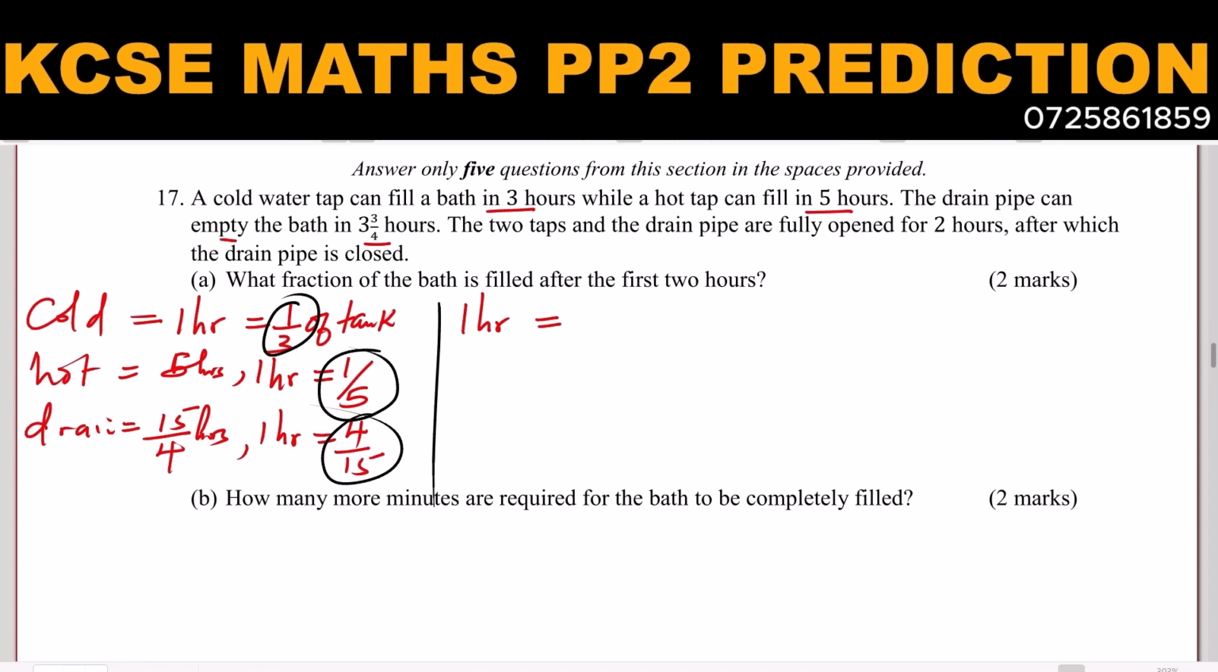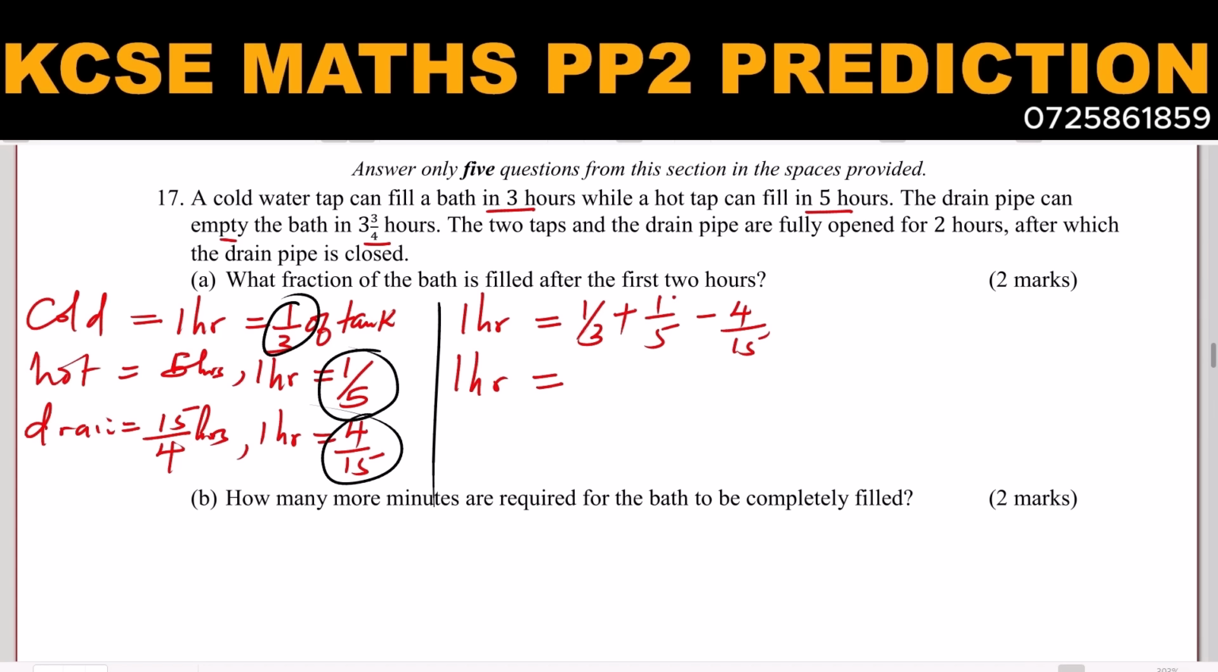In 1 hour, all of them when they are running, what fraction of the tank will they fill? So you just need to add for the cold, that is a third, then for the hot, that is a fifth of the tank in 1 hour, and then the drain pipe, since this one is emptying, we have to subtract. So we have to subtract 4/15 because it is emptying. So therefore, in 1 hour, with all 3 taps running, they're going to fill this fraction of the tank.